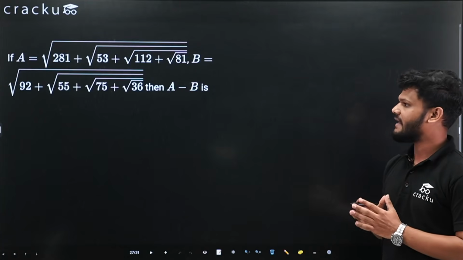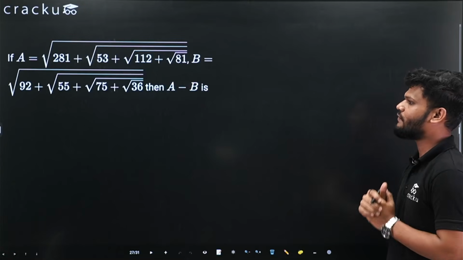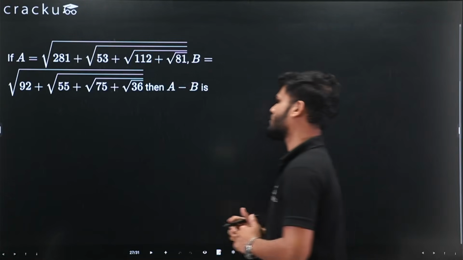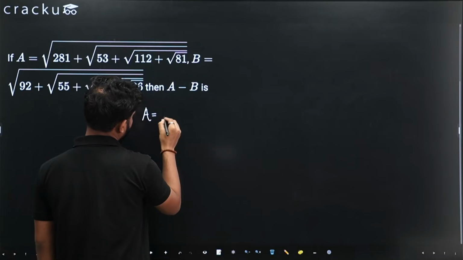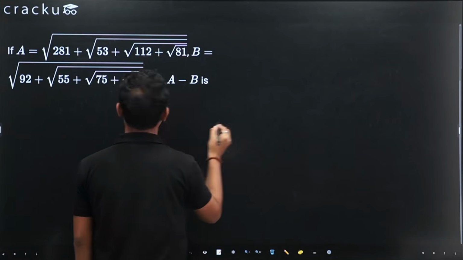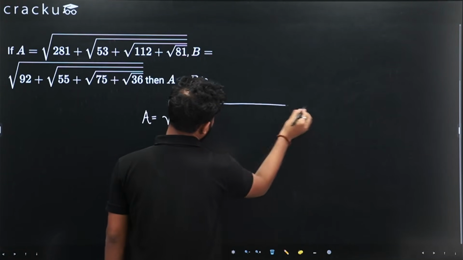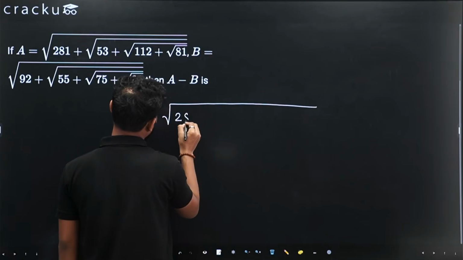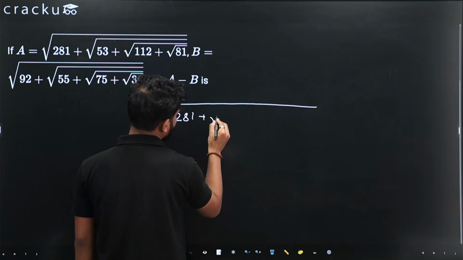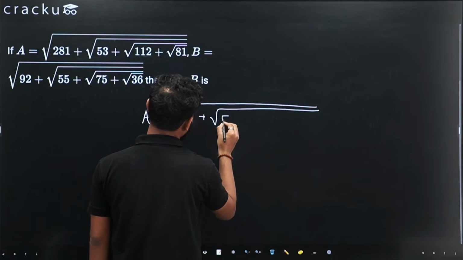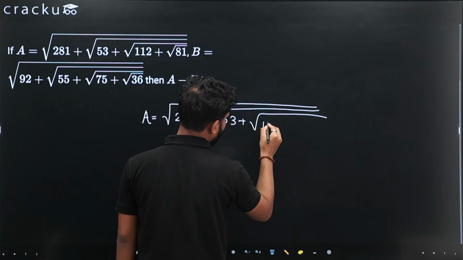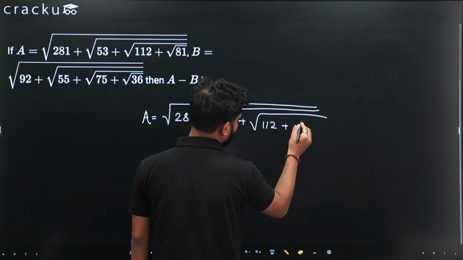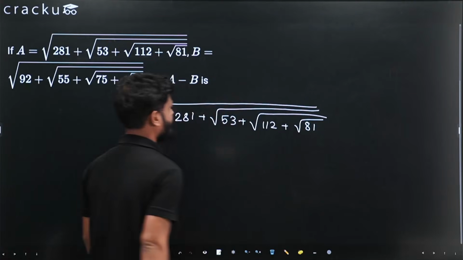In this question we are given A and we have given B. We need to find A minus B. So let us first write down A. A is under root of 281 plus under root of 53 plus under root of 112 plus under root of 81.